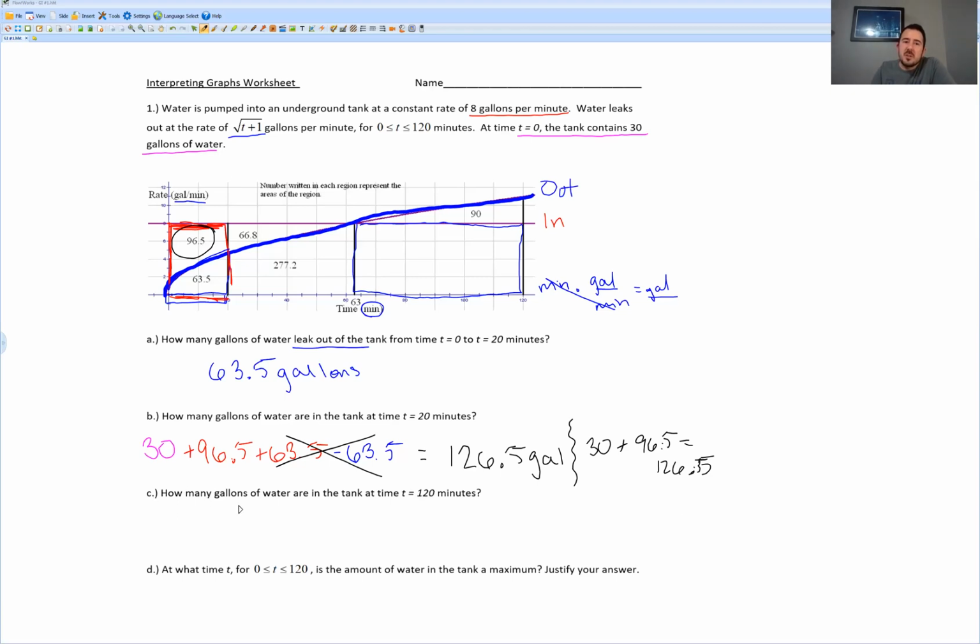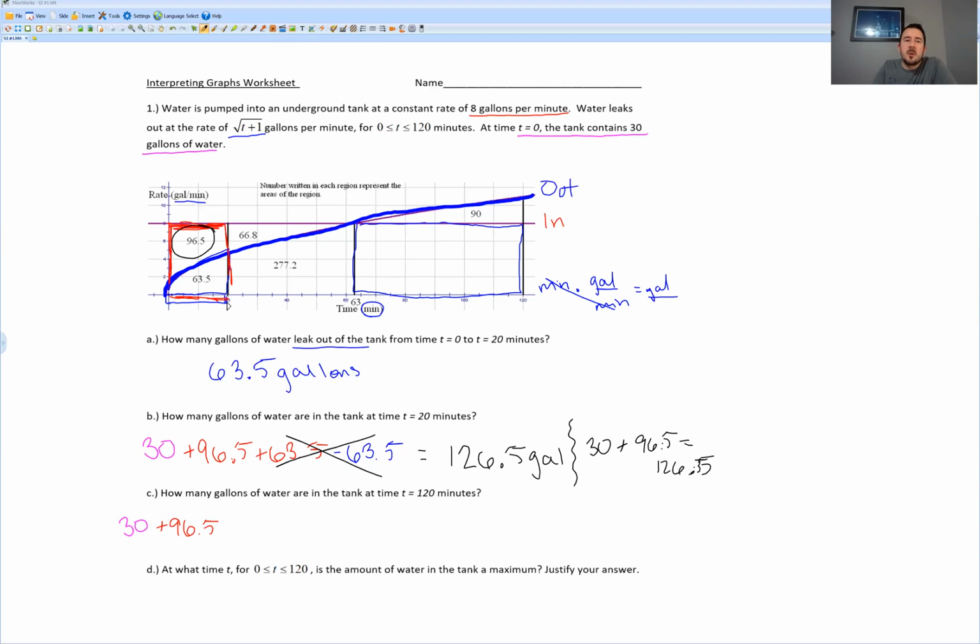All right, for part C, how many gallons of water are in the tank at time t equals 120 minutes? So now we're just saying, instead of looking at just this small interval, if we talk about that whole time in which time elapsed, I'm going to start with the 30 that we already know that we have. We've already determined that between time 0 and 20, we've gained 96.5.